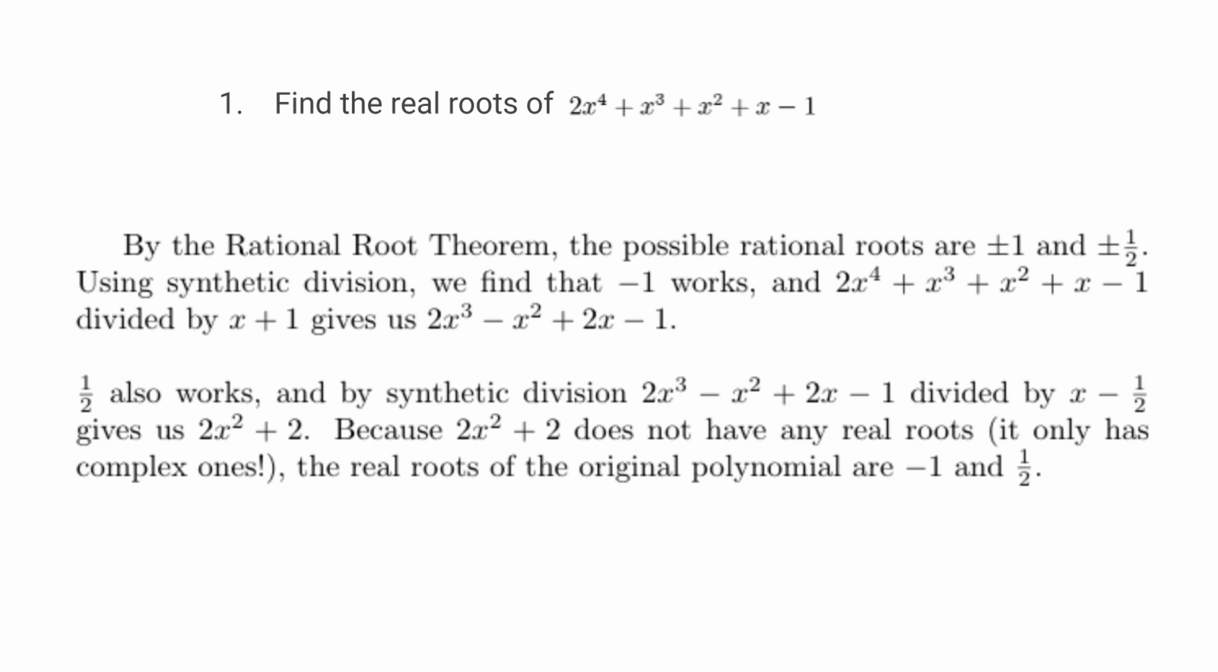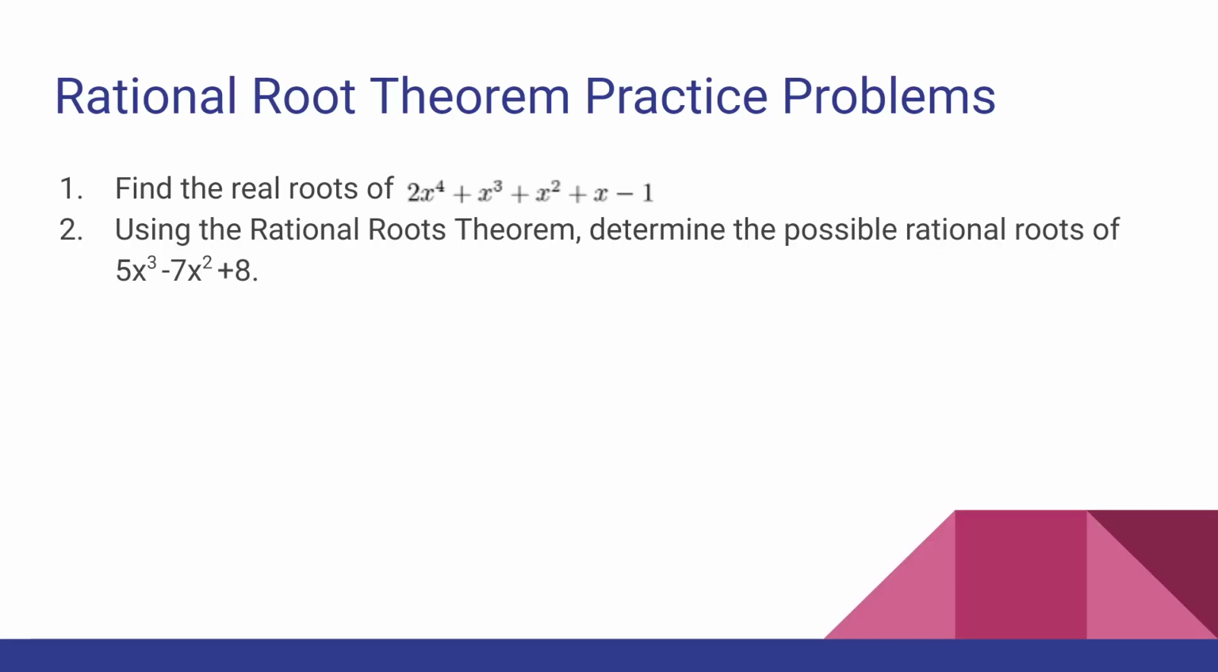And to briefly go over problem 2, for the possible rational roots, we just directly apply the rational roots theorem. So we have the constant term of 8 and the leading coefficient of 5. So we have plus or minus 8/5, plus or minus 4/5, plus or minus 2/5, plus or minus 1/5. And we also have plus or minus 8, plus or minus 4, plus or minus 2, and plus or minus 1.